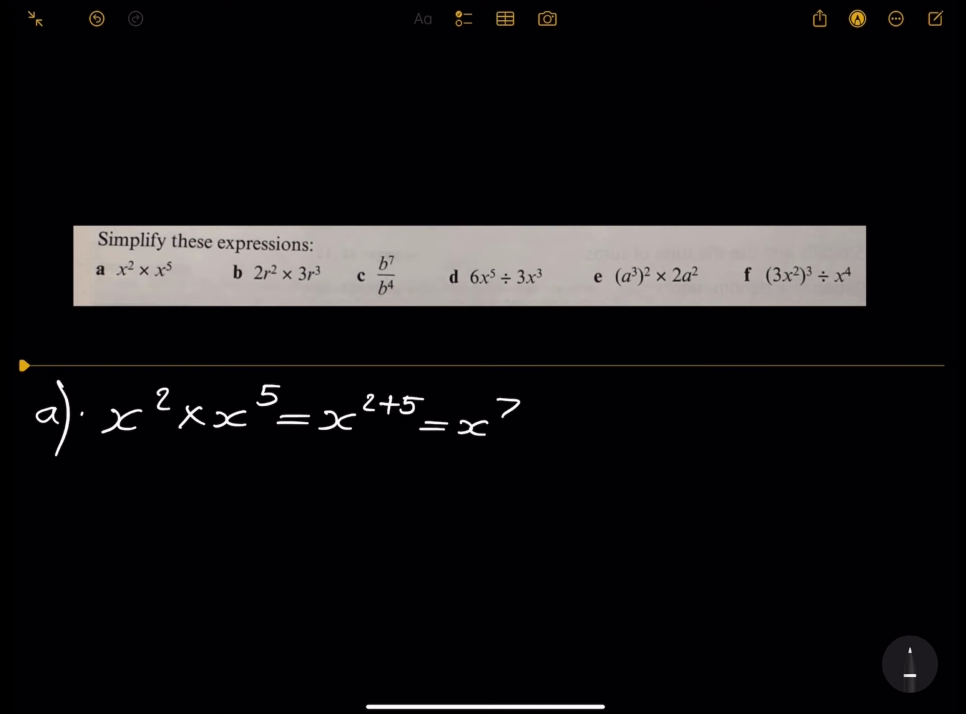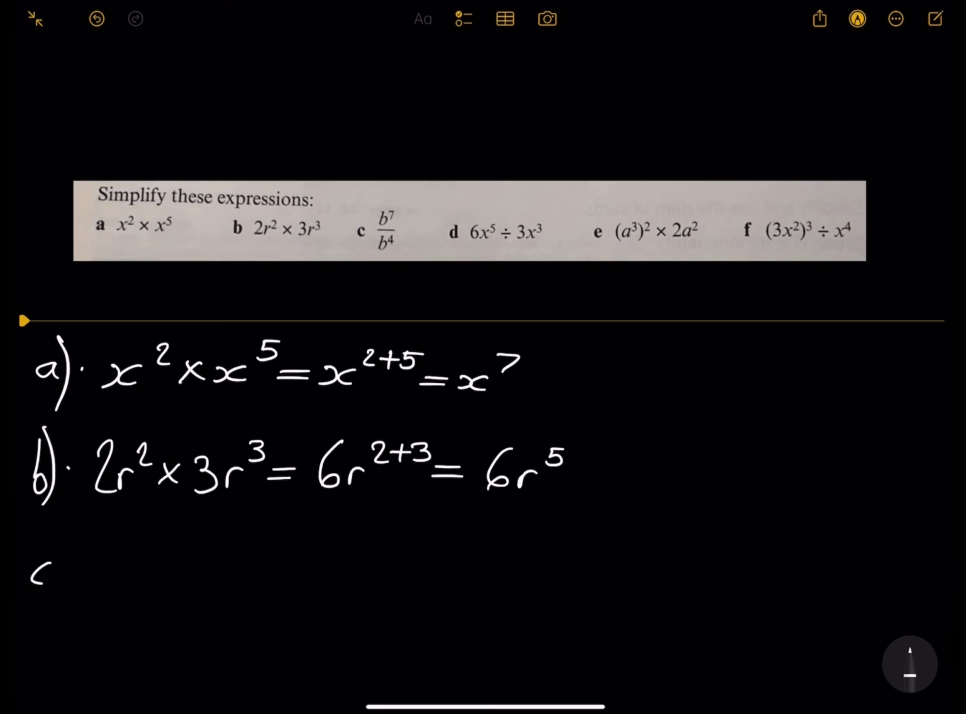Okay, now for part B. We've got 2r squared multiplied by 3r cubed. Again, nice and easy one. So 2 times 3 is 6. So we end up with 6r raised to the power 2 plus 3. And that's equal to 6r raised to the power 5.